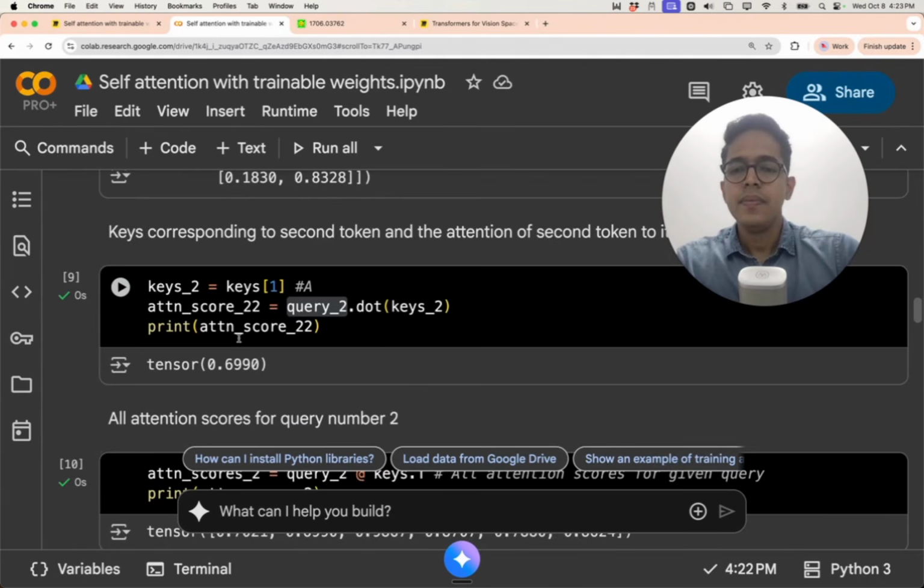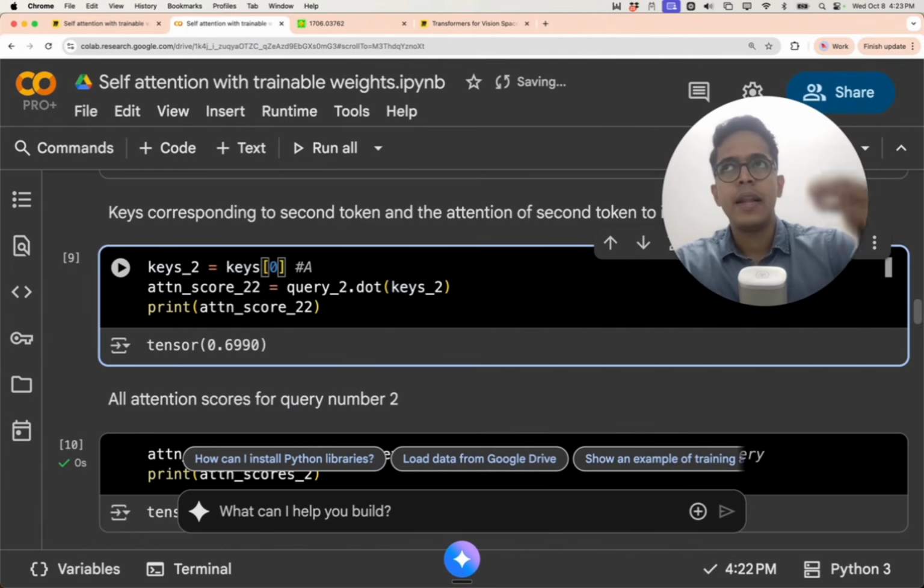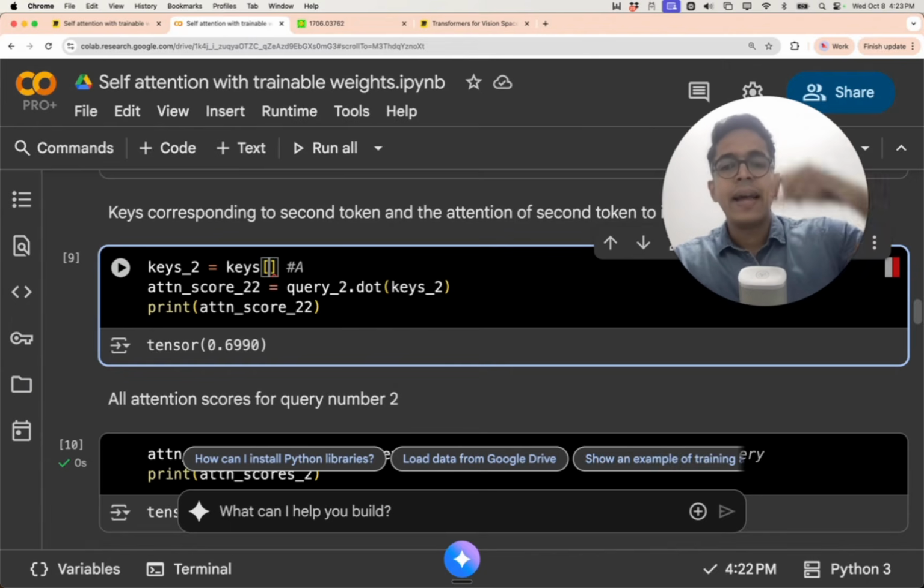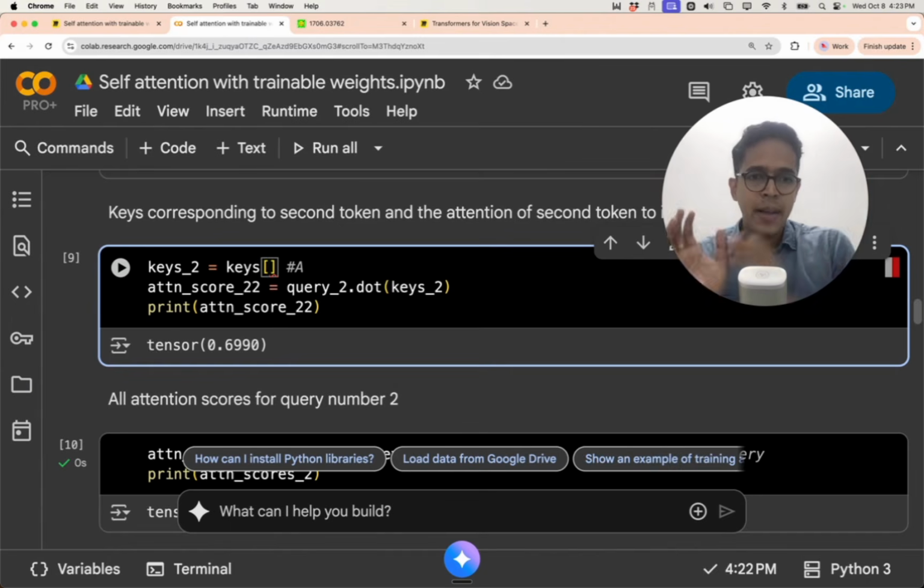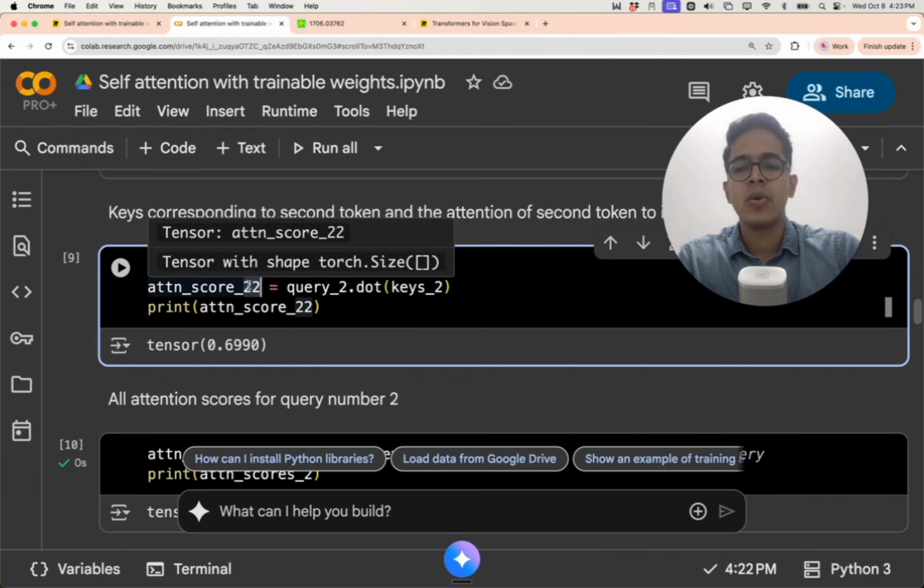Then key underscore 2 is key corresponding to the input word big. So keys of 1 means key corresponding to big. Keys of 0 would have been key corresponding to dream. So keys of 3 means it will be corresponding to work. So here we want to see the attention score between big and itself, meaning between big and big. Big is the query, big is the key also. It will be keys of 1, and attention score between second query and second key. So that is why it's called attention score underscore 22.